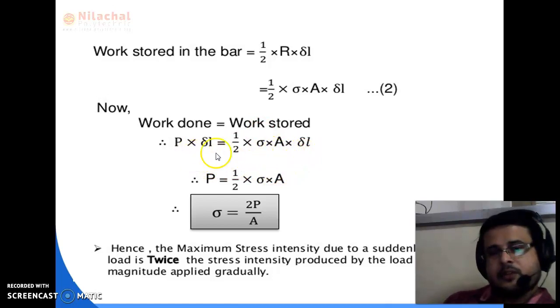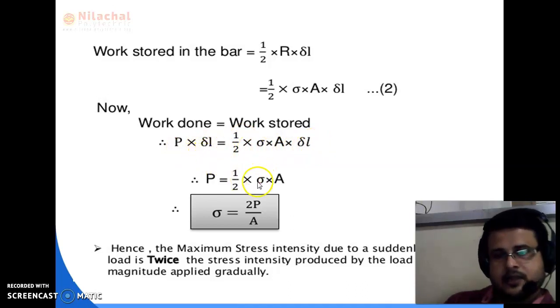So now equating both the equations, as in case of gradually applied load, it is 1 by 2 sigma into A into del L, and in case of suddenly applied load, P into del L. Now P into del L is equal to 1 by 2 sigma A into del L. So del L cancels out. We are getting that sigma in case of suddenly applied load is 2 times that of P by A.